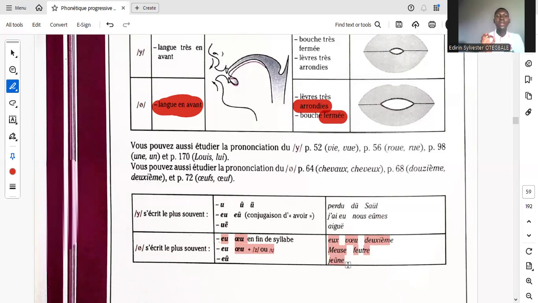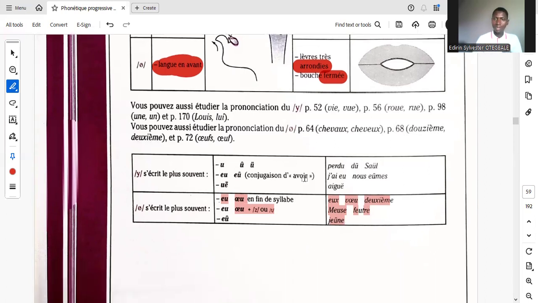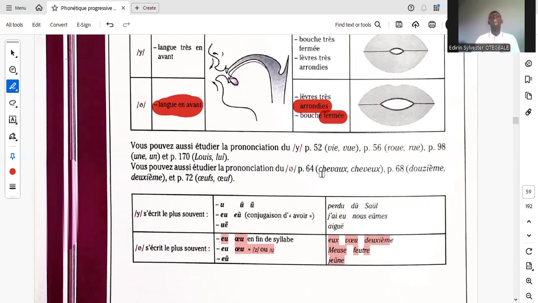So for this particular one, it is an anterior sound, it is arrondi, it is fermé, it is oral. It is a compound. We call it compound because it takes a combination of letters to give you this particular phoneme. So that is the reason we call it a compound phoneme, like a combination of two different sounds coming to give you one.